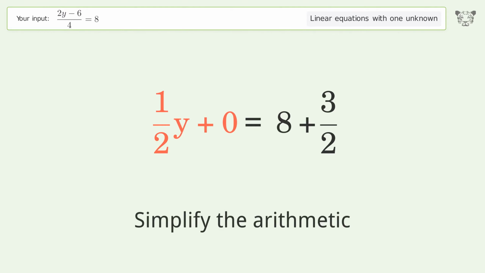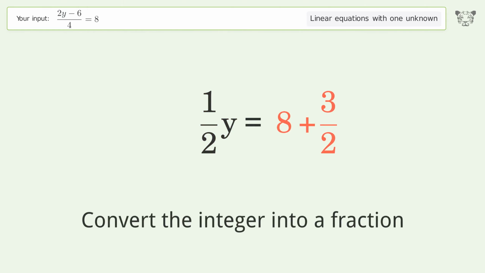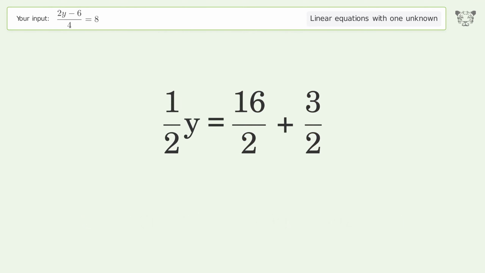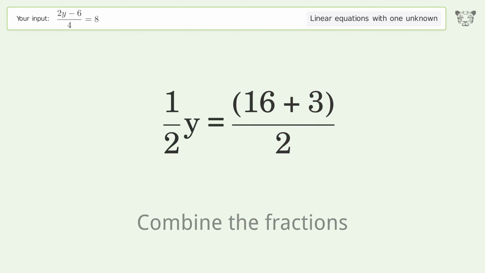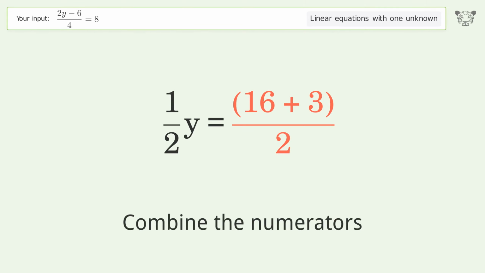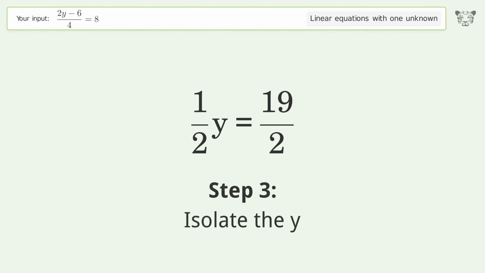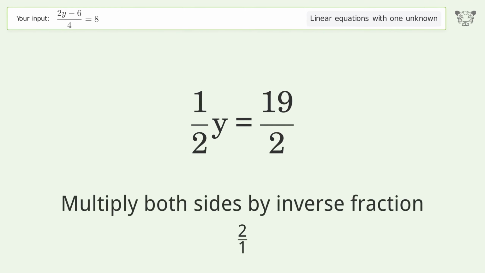Simplify the arithmetic. Convert the integer into a fraction. Combine the fractions. Combine the numerators. Isolate the y. Multiply both sides by inverse fraction 2/1.